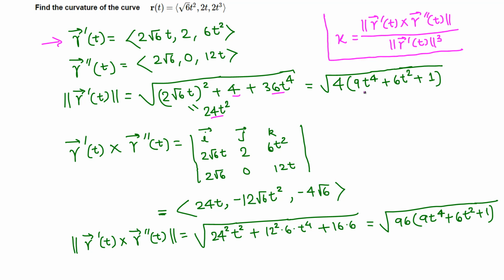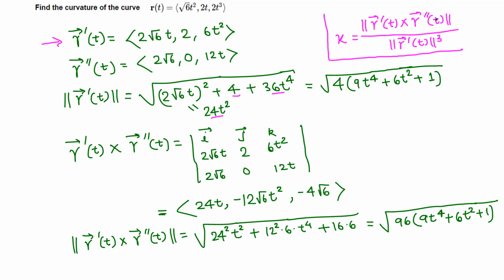That's on the top. We can factor this. In fact, the square root of 4 is 2. And this, if you factor, is 3t squared plus 1 times itself. So 3t squared plus 1 quantity squared. And when we take a square root, we write this. But I don't want to spend time just to factor this. Okay.